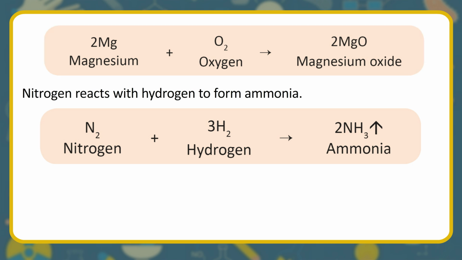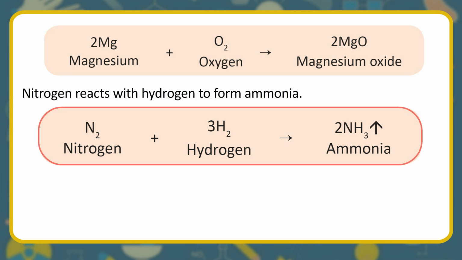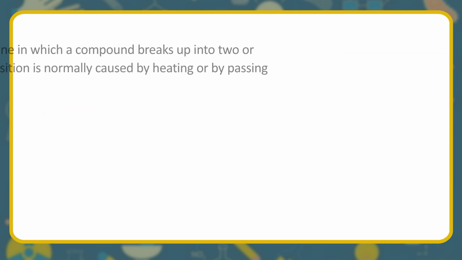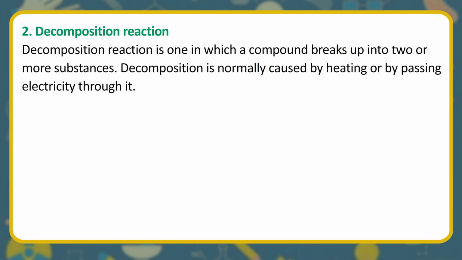Nitrogen reacts with hydrogen to form ammonia. N2, nitrogen, plus 3H2, hydrogen, gives 2NH3, ammonia. 2. Decomposition reaction. A decomposition reaction is one in which a compound breaks up into two or more substances. Decomposition is normally caused by heating or by passing electricity through it. AB gives A plus B.